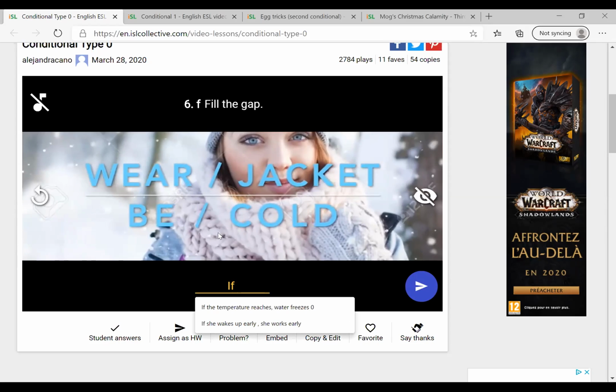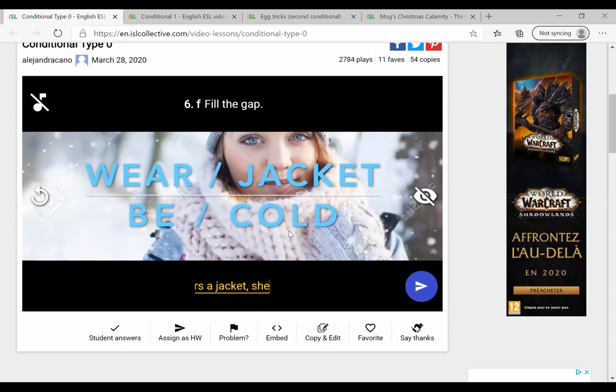Catherine? If she wears a jacket, she be cold. No. Oh, be careful. If she wears or if she doesn't wear. If she doesn't wear a jacket.